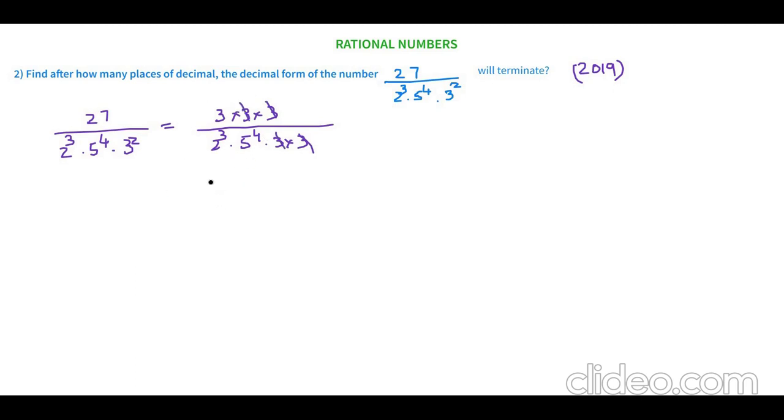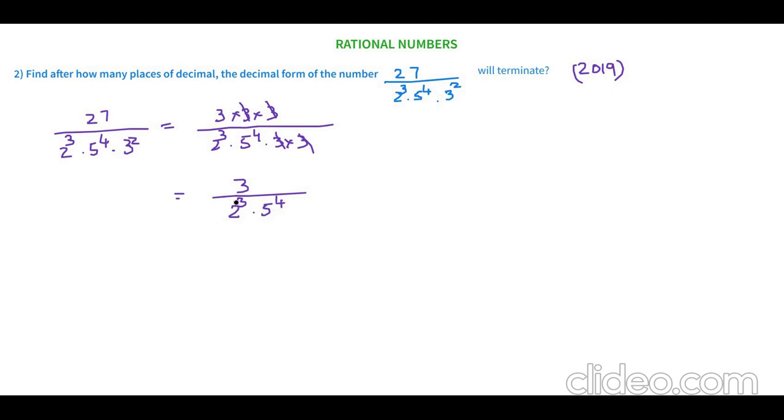And now let's see what is remaining. So after crossing out, what do we have? We have 3 in the numerator and in the denominator we have 2 cube times 5 power 4.